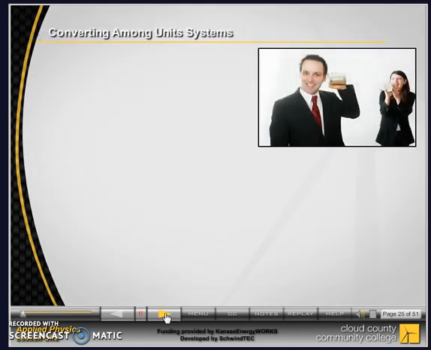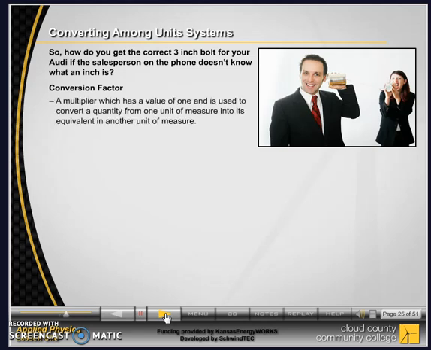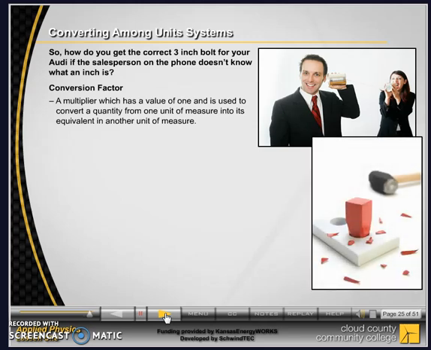Having several different unit systems poses a major problem when people using 2 different unit systems try to communicate. So how do you get the correct 3-inch bolt for your Audi if the salesperson on the phone doesn't know what an inch is? The solution to this problem is the conversion factor. A conversion factor is a multiplier which has a value of 1 and is used to convert a quantity from one unit of measure into its equivalent in another unit of measure. How will we get this square peg to fit in the round hole?